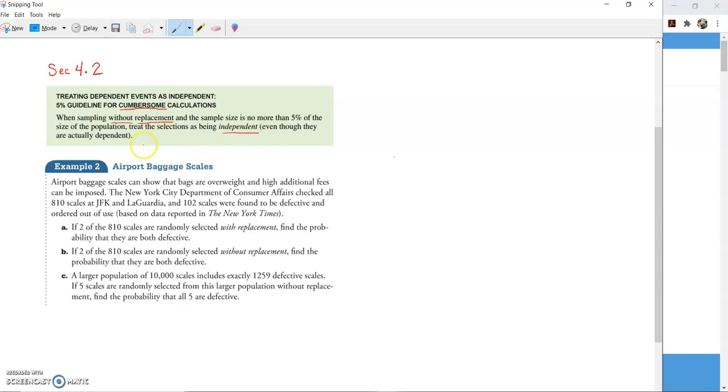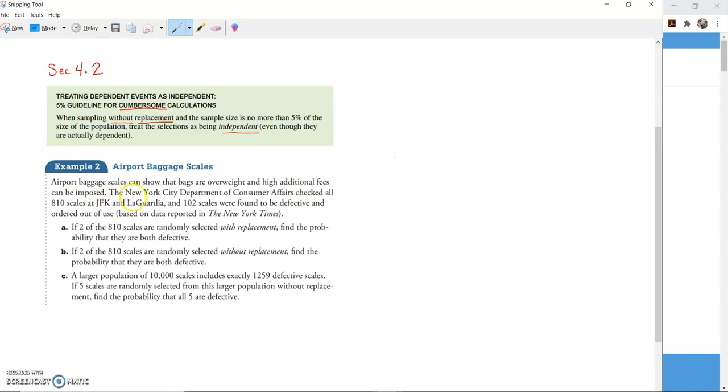But if you're doing this in what they would call a cumbersome calculation, that can be a lot of fractions. Like what if we're selecting 8 or 10 items? We'd have 8 or 10 different fractions. So let's look at an example and we'll talk about what makes it cumbersome and how this shortcut helps.